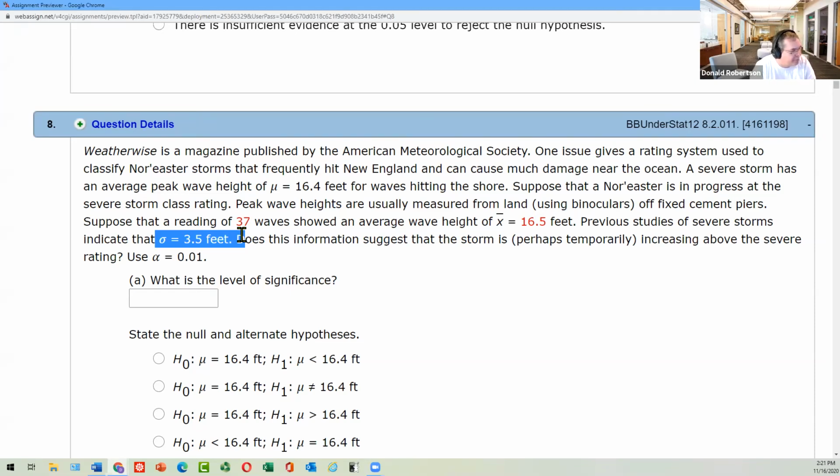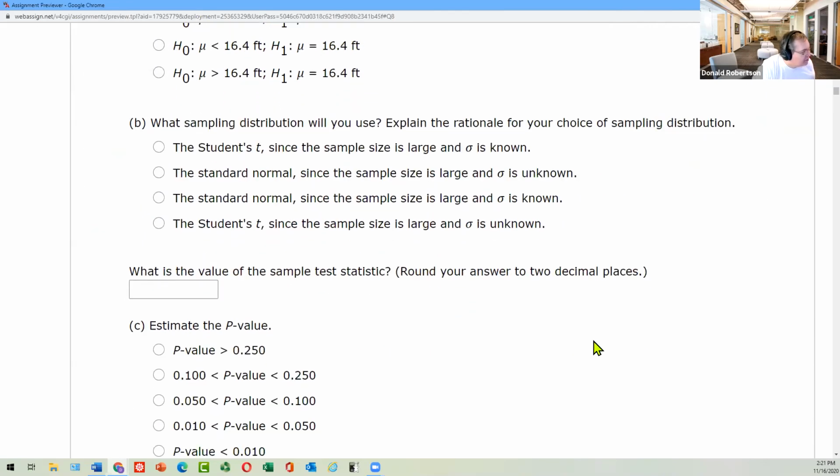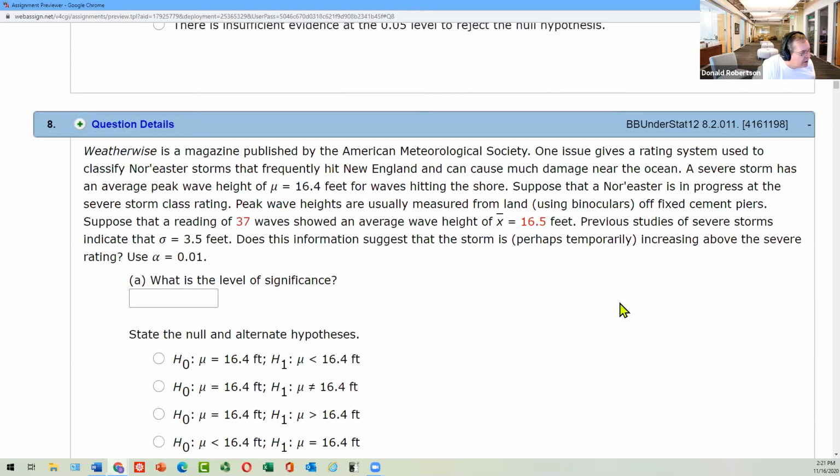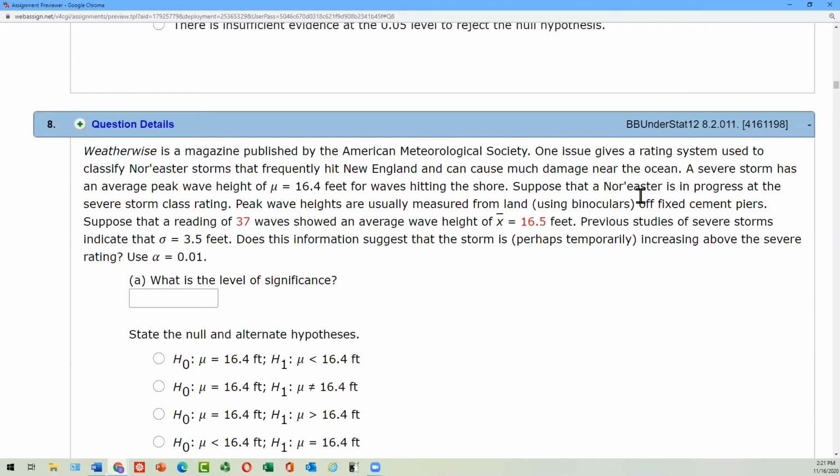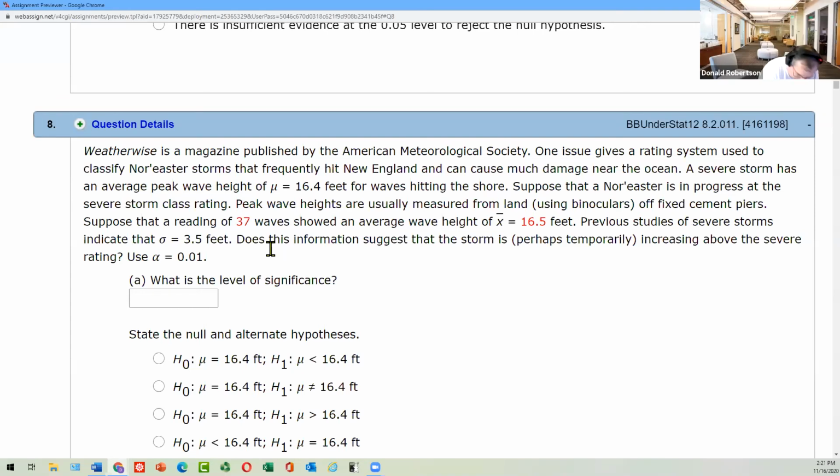So this particular one was about northeasters. I've already got X bar, so I'm just writing that down, 16.5 feet. I know sigma in this case, and that's 3.5. And somewhere in this story, there's an N. Can anybody see an N anywhere yet? It may be that it needs to be later on. Where are you, N? 37 waves. There you go. I knew that, I missed it.